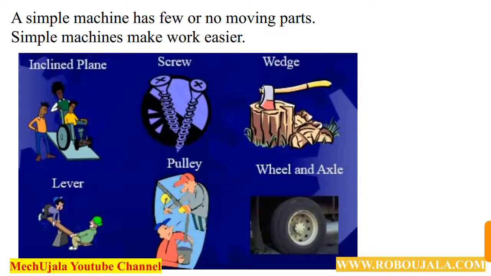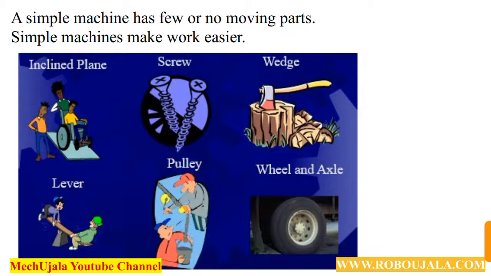A simple machine has few or no moving parts. A simple machine makes work easier. There are 6 types of simple machines. First one is the inclined plane, which is the simplest form of machines. The second one is the screw, and after that wedge, lever, pulleys and wheels and axles. These are the very simplest machines.